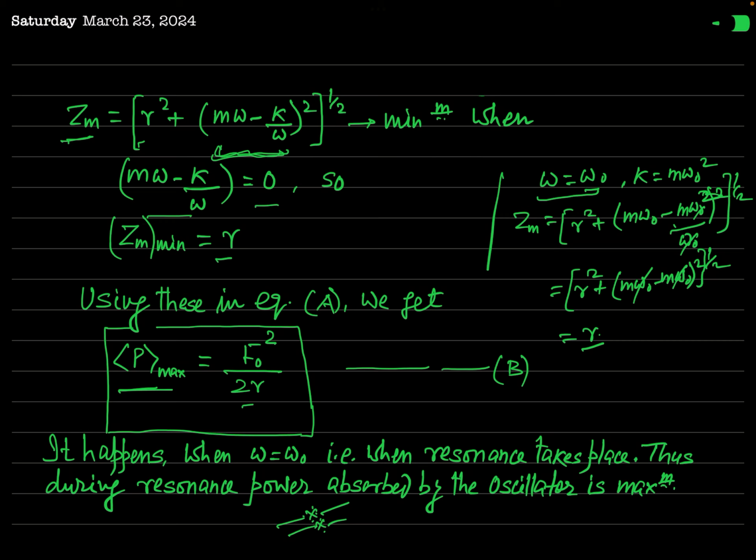So you can easily say that Zm will be equal to R, or maximum power will be absorbed by our oscillator only when resonance takes place. So during amplitude resonance, power supplied to the oscillator is maximum. And what is that maximum value? That maximum value is equal to F naught square over 2R.